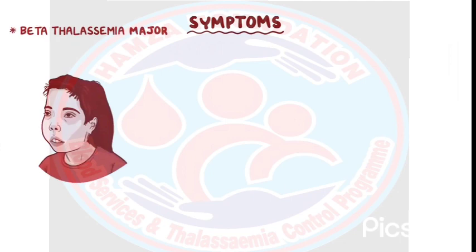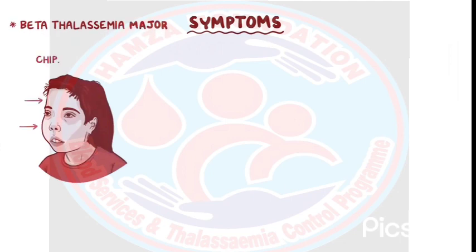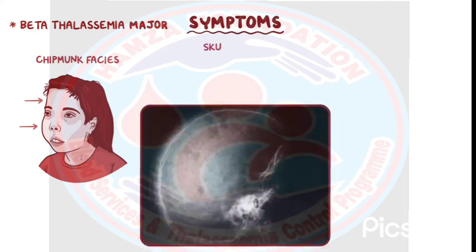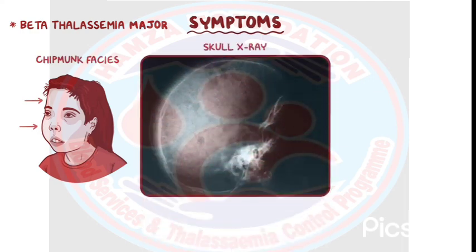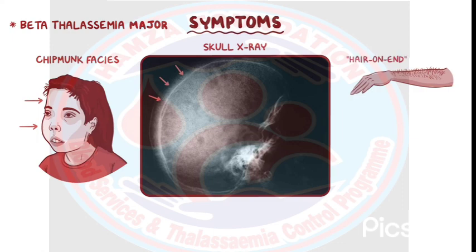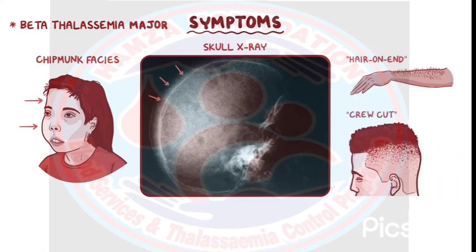Other beta thalassemia major findings may include enlarged forehead and cheekbones, which is called chipmunk facies. On a skull x-ray, the skull bones show a radiolucent bone marrow with fine hair-like projections that look a bit how the hair on your arm stands up when you get goosebumps, so it's called hair-on-end appearance. Alternatively, this is also called a crew cut appearance, named after the type of haircut.